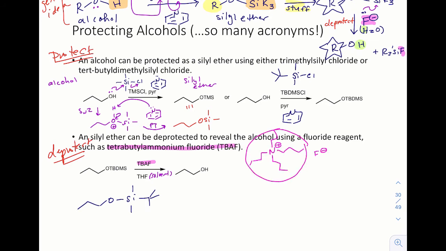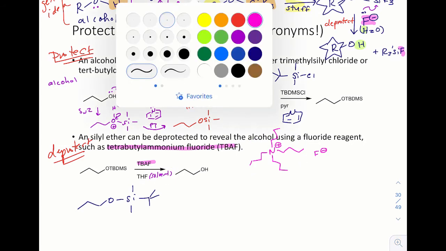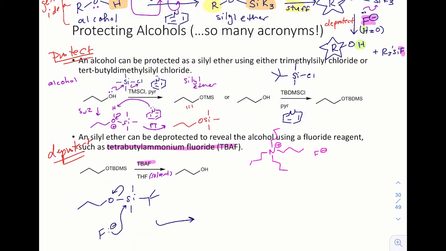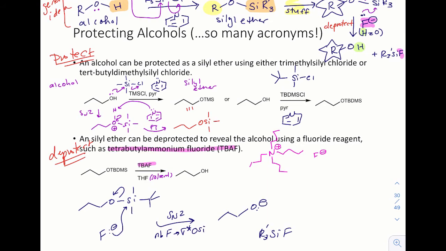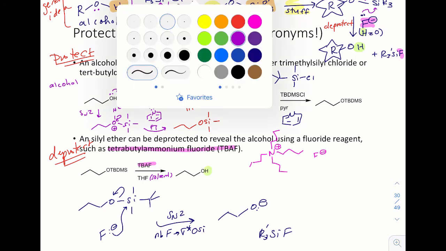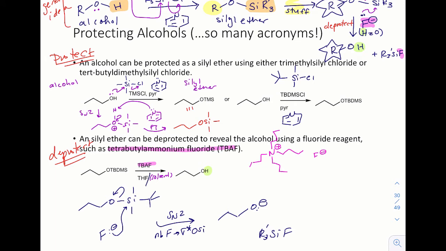Tetrabutylammonium looks kind of scary. It's just there to make the fluoride soluble in an organic solvent such as THF. Fluoride would do an SN2 on silicon, making a nice strong silicon-fluorine bond and liberating the alkoxide. To form the final alcohol product, the alkoxide does need to be protonated. The solvent system for these reactions often contains water, and water can serve as the proton source. A final proton transfer unmasks the alcohol again.